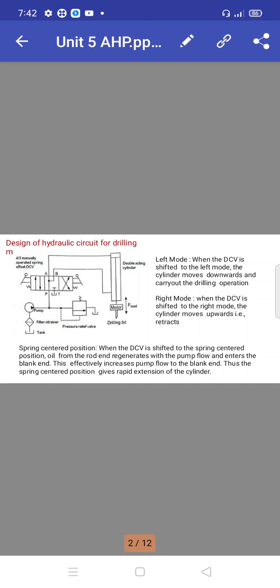Rapid extension means the forward stroke is at normal speed, and when it comes back to the original position, in the retraction stroke, it would otherwise be a time consuming process. So it is made very rapid, very fast, to complete and execute the process in a short span of time. That's why we prefer this kind of setup here.